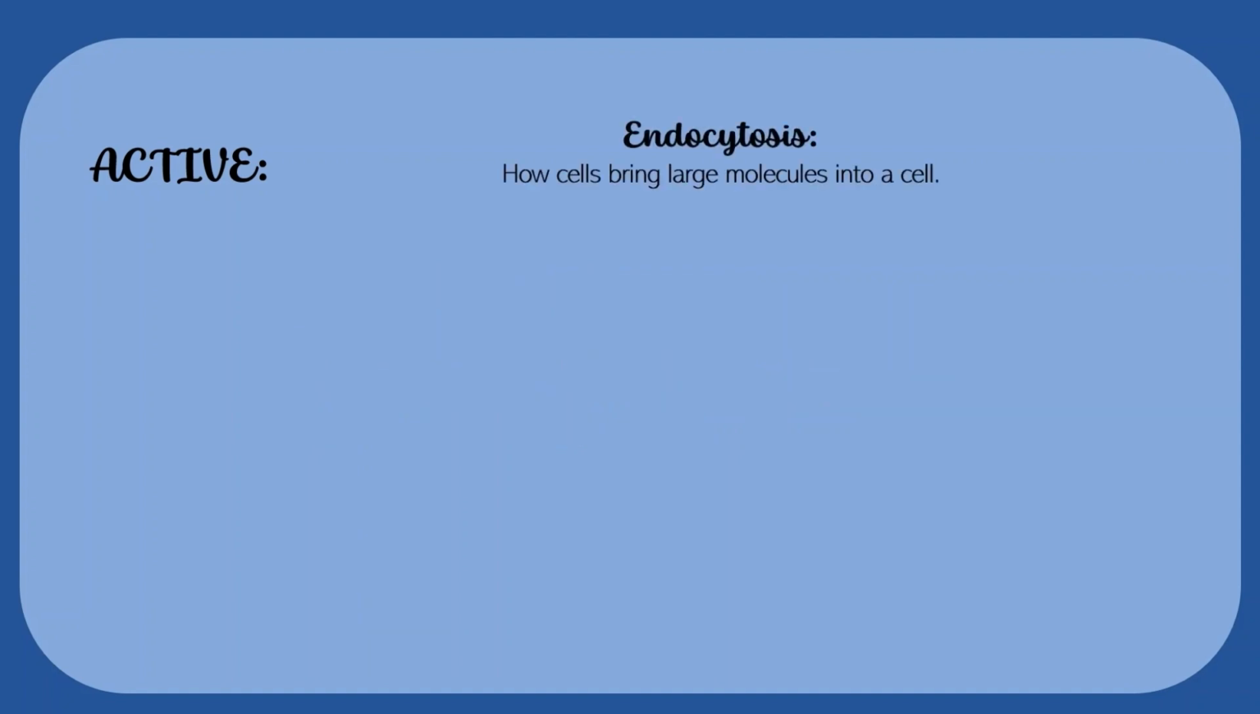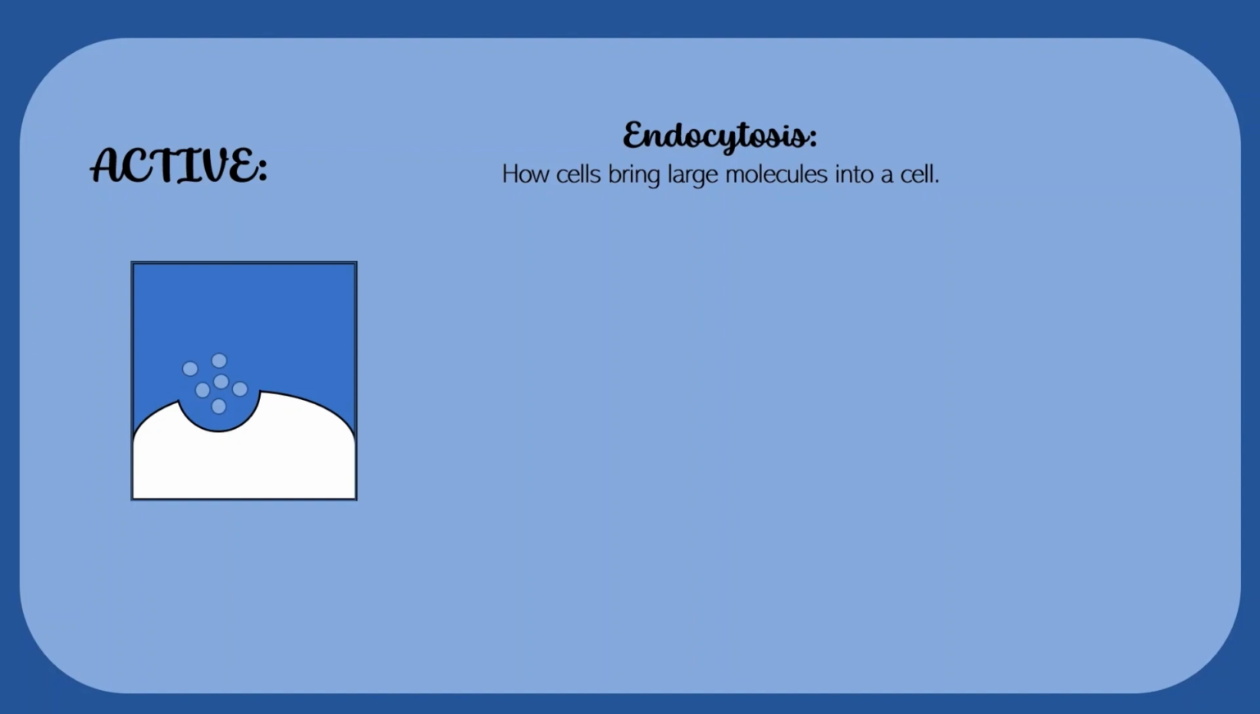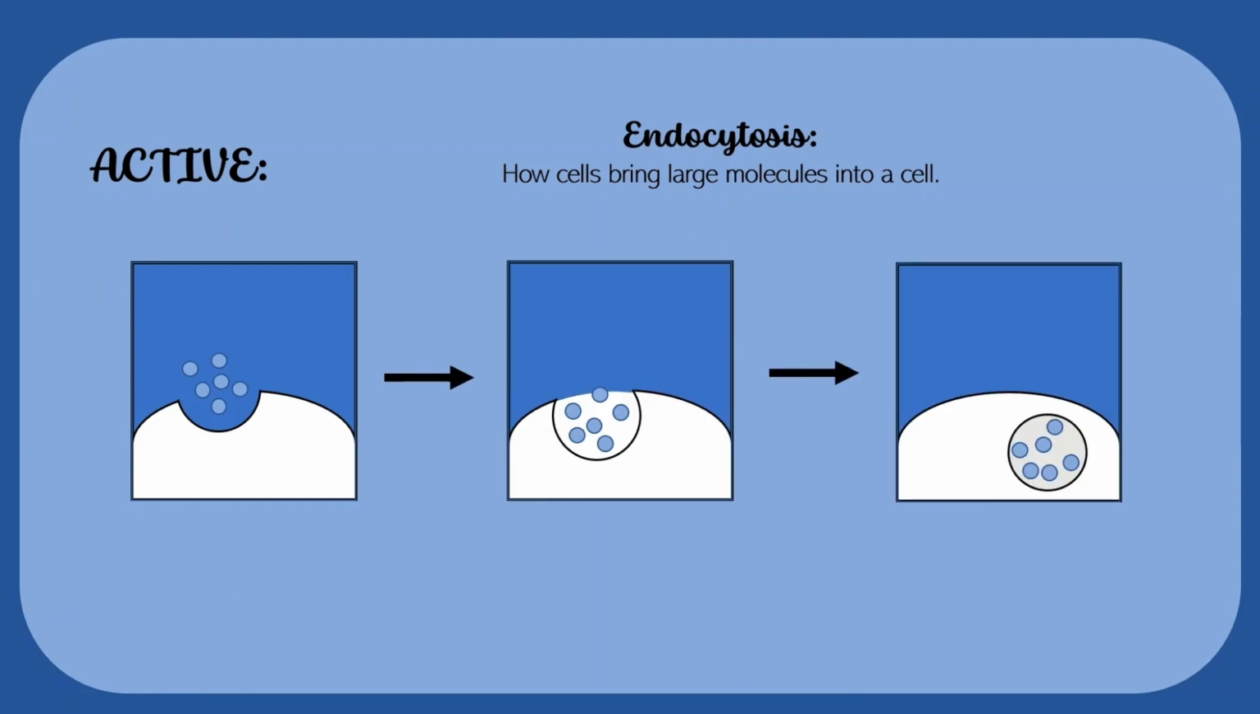Endocytosis is how cells bring in large molecules. In the following diagram, the molecules are trying to enter the cell, and then the cell is engulfing it. Once it engulfs it, the phospholipids branch off and form a vesicle around it to bring it into the cell.